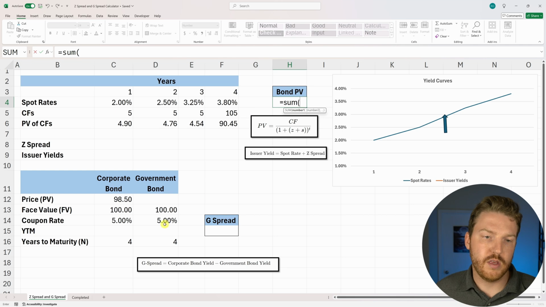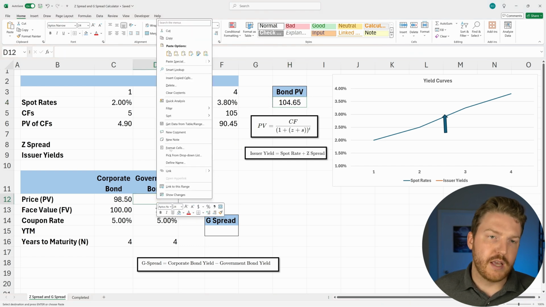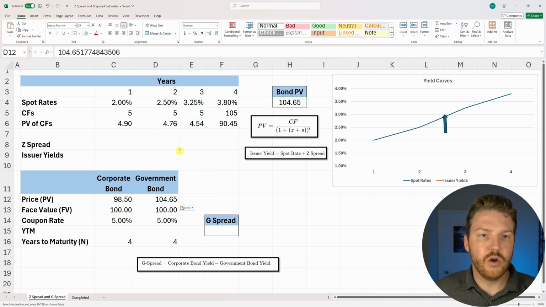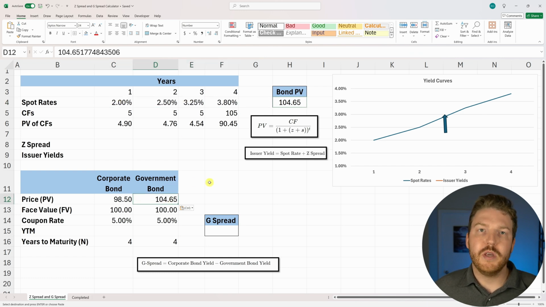Now we can sum them up to get a present value for the whole bond. So let's sum all of these. That is going to be a value of $104.65. So I'll copy that and then I will paste the value. So using this yield curve, this government bond would be valued at $104.65.